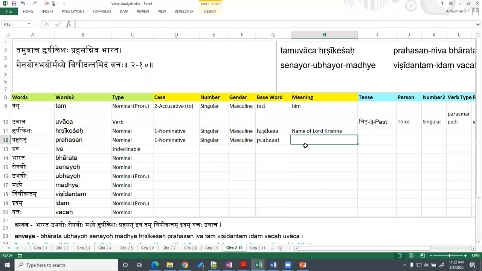So here this is a little bit different kind of base word. It's prahasat, and it becomes prahasan in the nominative singular masculine. Means laughing. That is one who is laughing. It is in the nominative singular. So laughing as it refers to the one who is laughing, not the act of laughing. Eva, it's an indeclinable. It means as though.